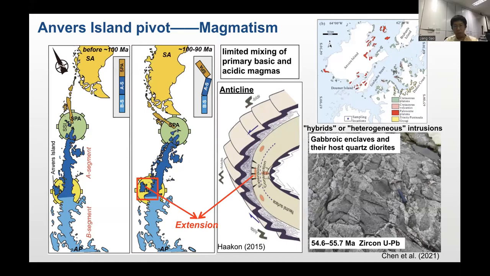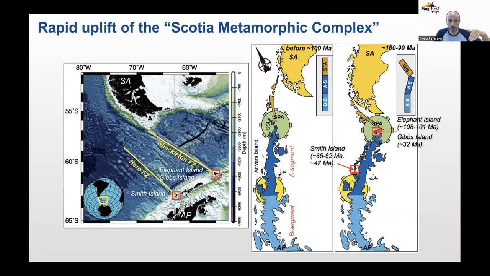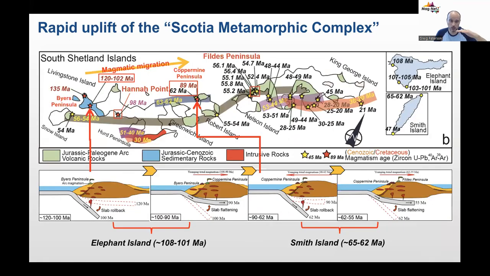I'm not very clear on the first sentence you mentioned. Can you repeat your question? So you had presented the model that you have a period of slab rollback, then slab flattening, and then back to a period of slab rollback. Is there any change in the intrusive lithologies or a change in the geochemistry that would support that model?